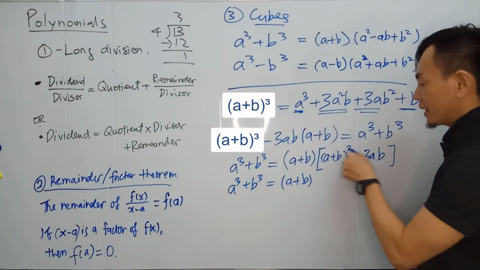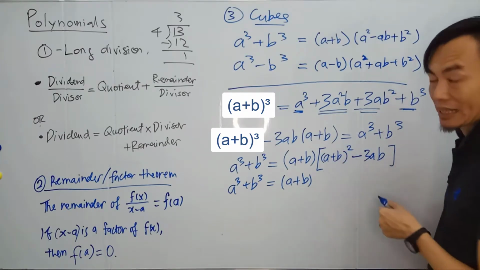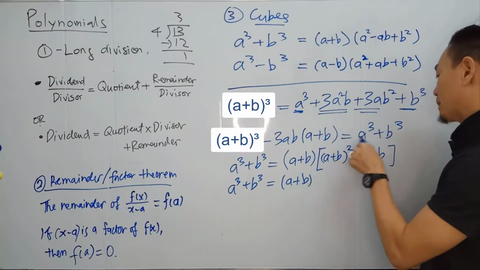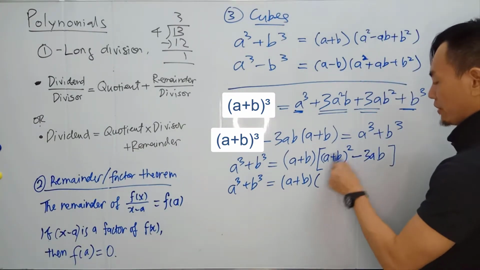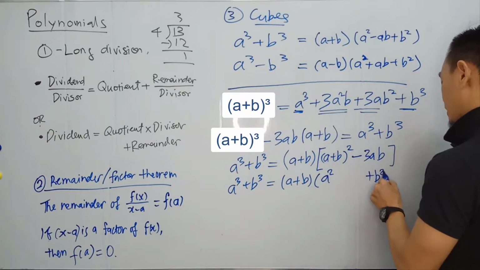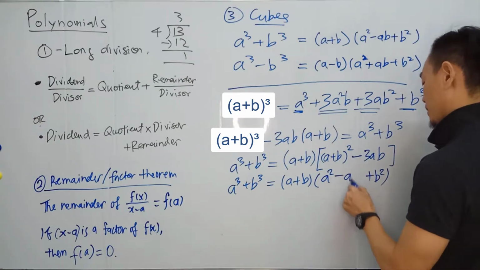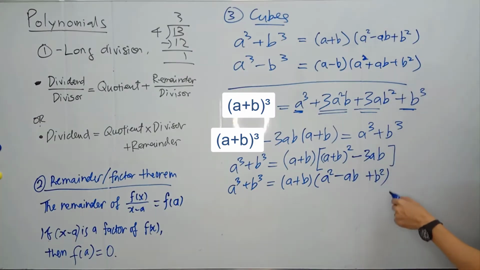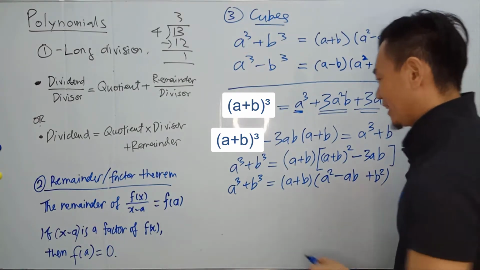If you expand this and then simplify, you know that (a plus b) squared has a plus 2ab inside. Plus 2ab minus 3ab is negative ab. So you have the expansion, you have a squared, and then you have b squared. Plus 2ab minus 3ab is minus ab. Which is exactly what we have here. Alright.